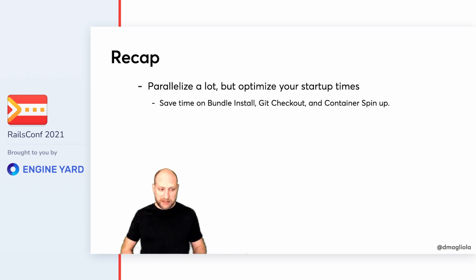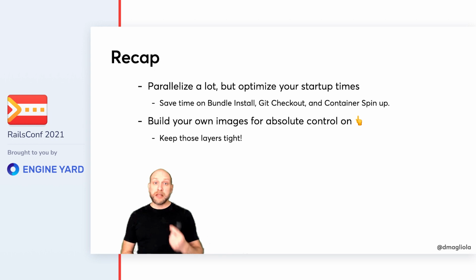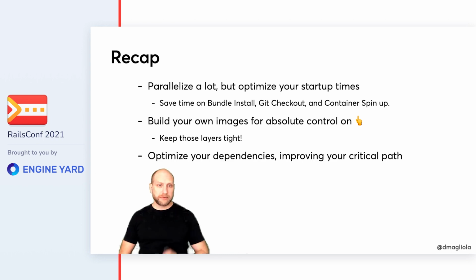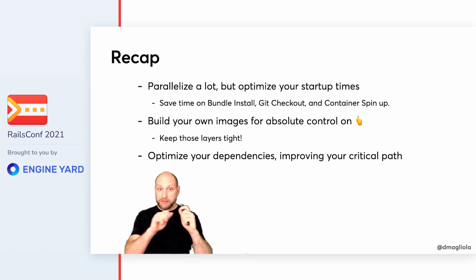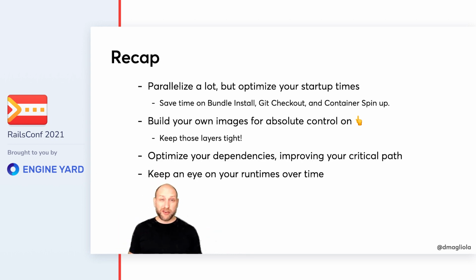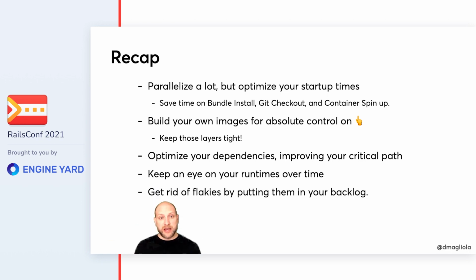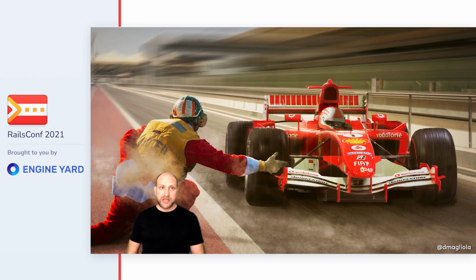So that's pretty much what I wanted to cover. To do a quick recap, you want to parallelize a lot, but focus on optimizing your startup times. And you can save time on bundle install, git checkout, and your container spin-up time. Build your own images so you can have absolute control on how all those things work, but keep those layers tight. Optimize your dependencies, improving your critical path. Keep an eye on your runtimes over time, and get rid of flakies by putting them in your backlog. And that's it from me.